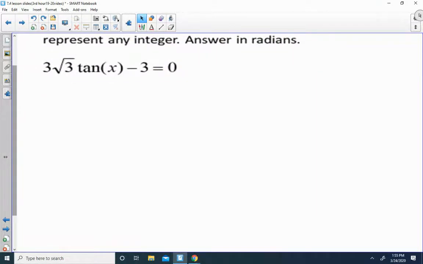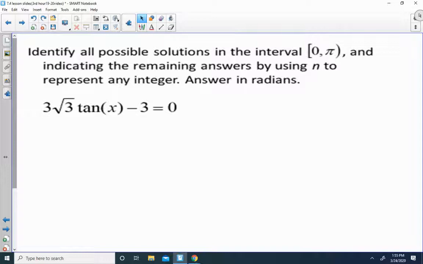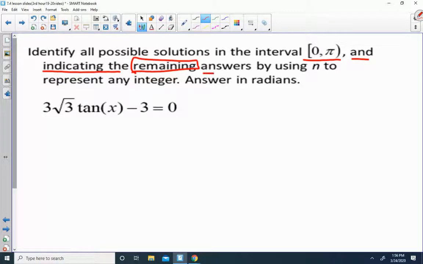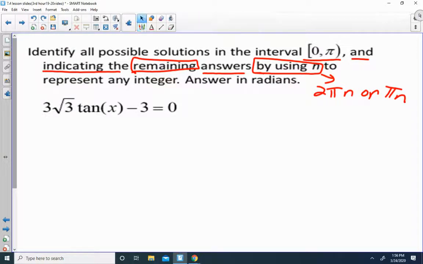So let's take a shot at this one. And again, let's read the instructions, shall we? Identify all possible solutions in the interval from 0 to pi. I need to come back to that one for a second. But read the rest, and indicating the remaining answers by using n. Ding, ding, ding, that's your hint. I've got to use 2 pi n or pi n, depending on the problem. So again, please read the instructions. You'll know when to use 2 pi n and pi n if you read the instructions.